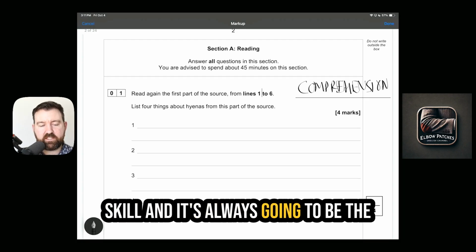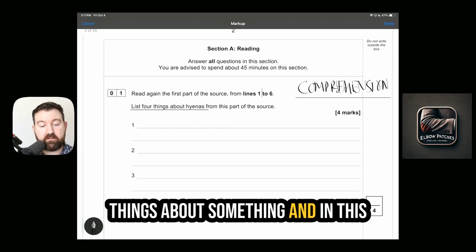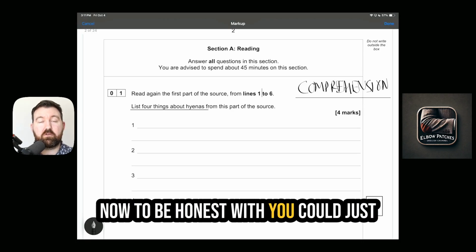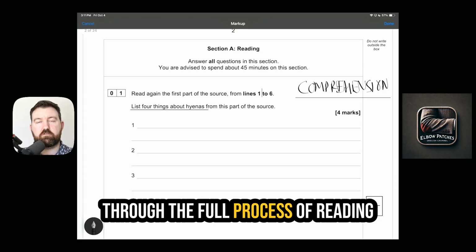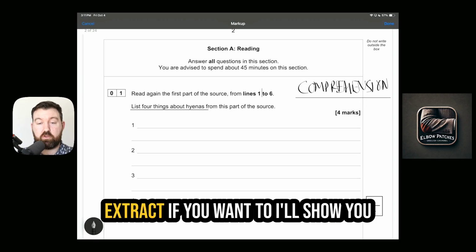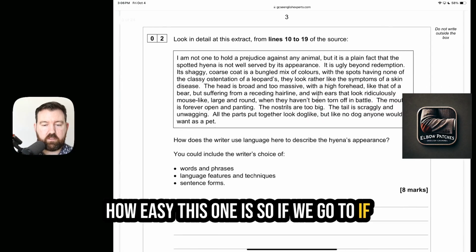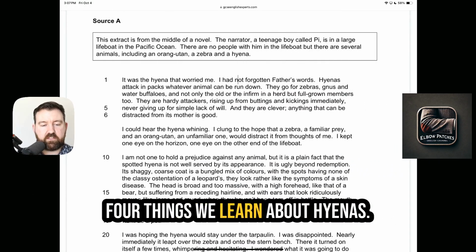And it's always going to be, the question will always be, list 4 things about something. In this case, list 4 things about hyenas. Now, to be honest with you, you could just quickly do this question before you go through the full process of reading the whole article or the whole extract if you want to. I'll show you how easy this one is. So if we go to the extract quickly, we'll see 4 things we learn about hyenas.